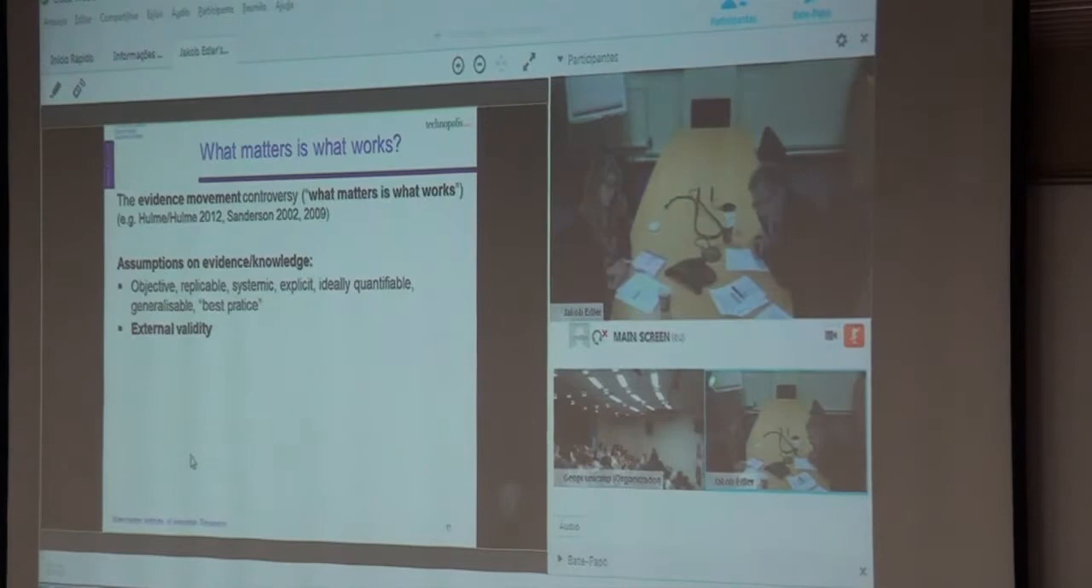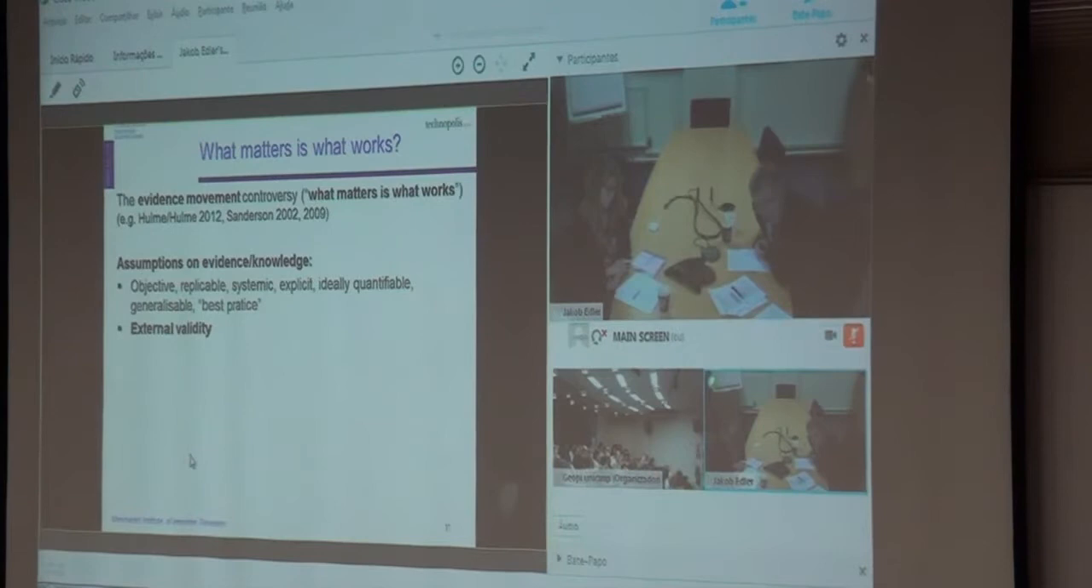So there has been in the UK an evidence movement controversy, as I call it. People out there are saying, what matters in terms of policymaking is what works. This implies that we know what works. We can generalize what works beyond context. So the assumptions on evidence and knowledge are at one end of this spectrum of this controversy.